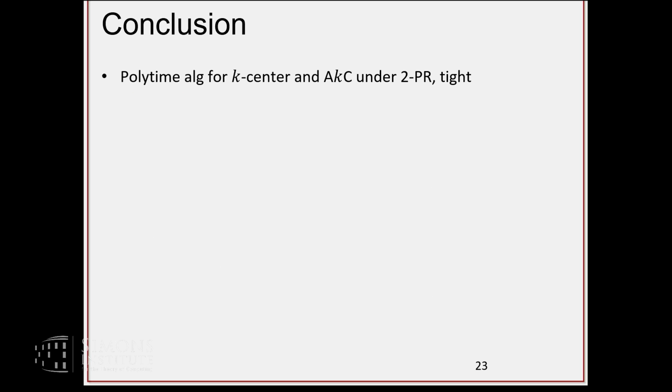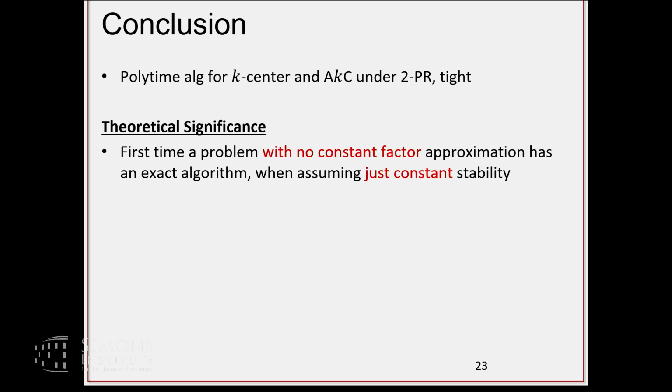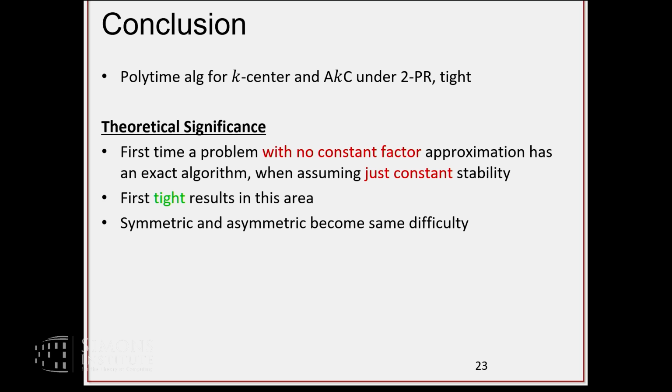Okay, so now just to conclude, I showed a polynomial time algorithm for k-center and asymmetric k-center. I showed this is tight. It's really interesting from a theoretical standpoint because it's the first time we looked at a problem with no constant factor at all in the worst case, and just assuming a constant level of stability, we get an optimal algorithm. And it's also the first tight result in terms of the level of stability needed.